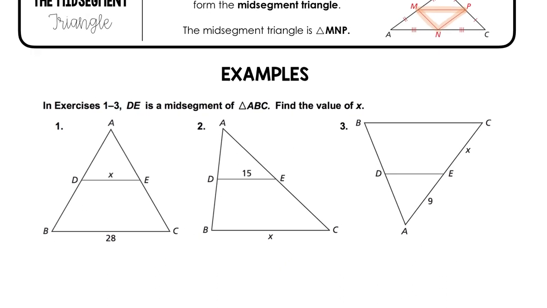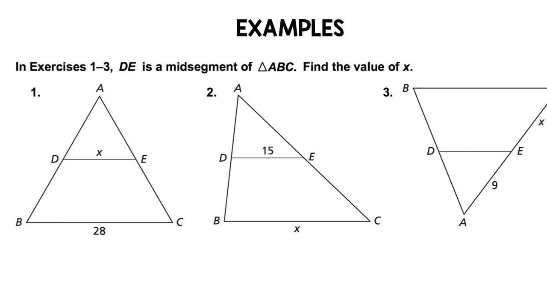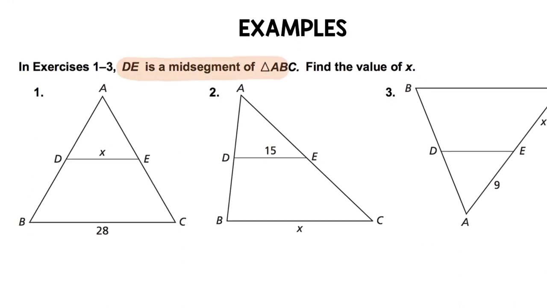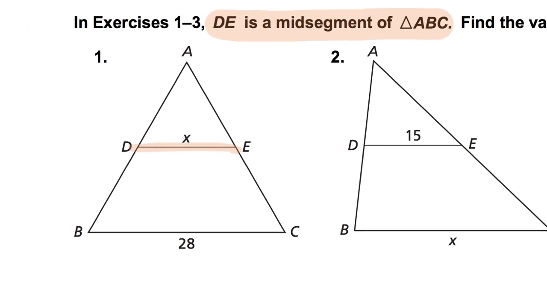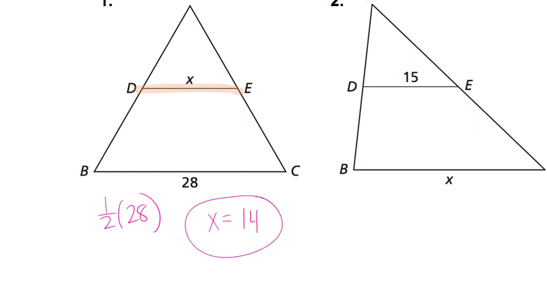For right now, let's look at some examples of how we will use the mid-segment to find missing pieces of triangles. In this first one, it says DE is a mid-segment of triangle ABC. So this side right here is the mid-segment, and they want you to find the value of X. Remember that the mid-segment is always going to be half as much as whatever side is across from it. If you look at where the parallel sides are, those are the sides that correspond with each other. So this length is always half as much as this length. To find X, you just take half of 28, which is the same as dividing 28 by 2. So X would equal 14.